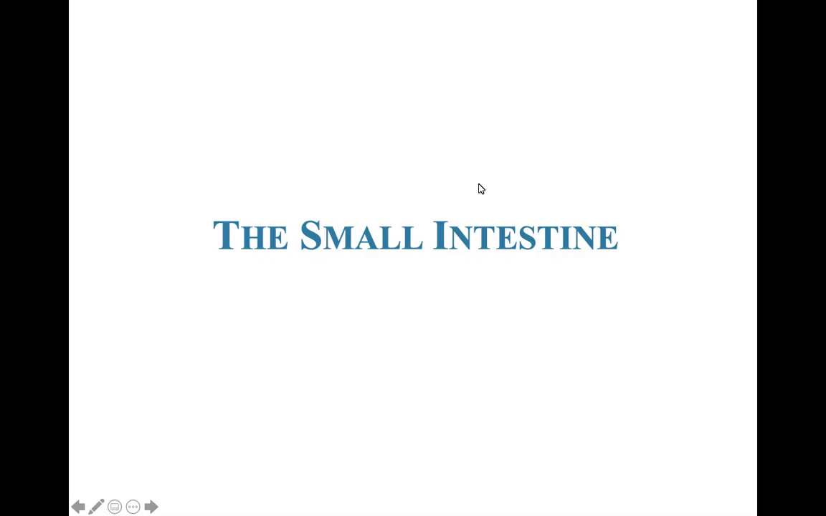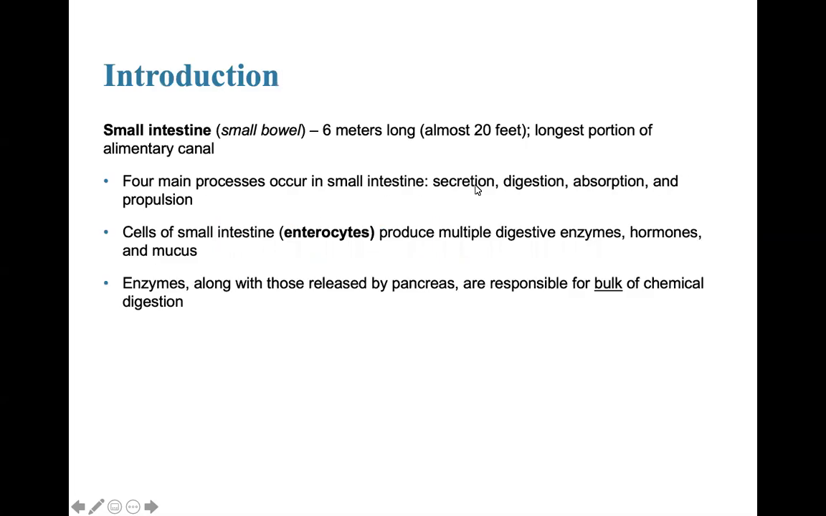Okay, so the small intestines. The small intestines are referred to as your small bowel, and this is primarily due to the diameter. It's actually 6 meters long. It's much longer than the large intestines. It's the longest portion of the actual GI tract. And four main processes occur in the small intestine: secretion, digestion, absorption, and propulsion.